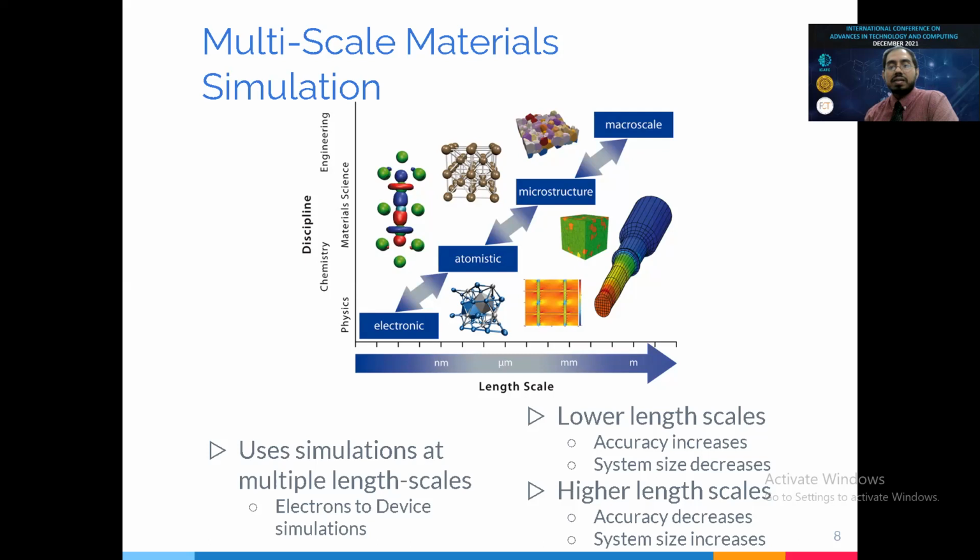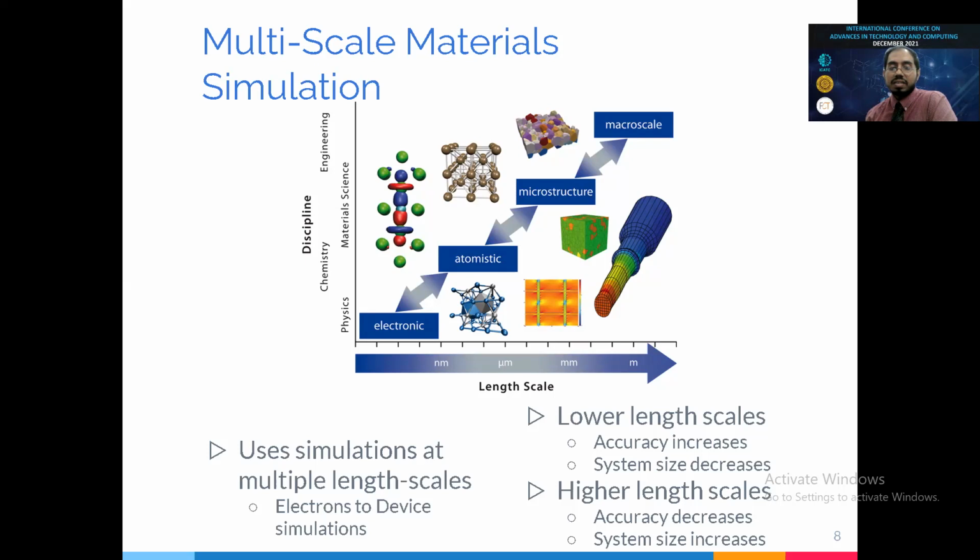But the macro scale properties are a result of the microstructure and then the atomistic and the electronic structure of the material. So if you want to dig deeper and see why a certain material is failing at a certain temperature or a certain stress level, you want to look at the microstructure and move on to the atomistics and see how you can modify this at the electronic scales, which is the angstrom level.